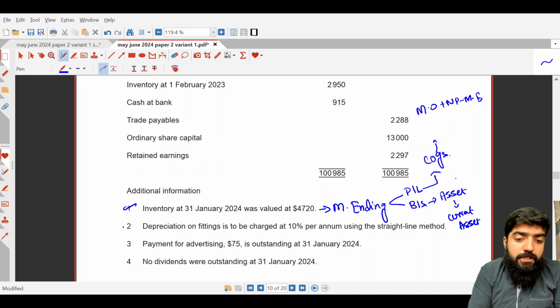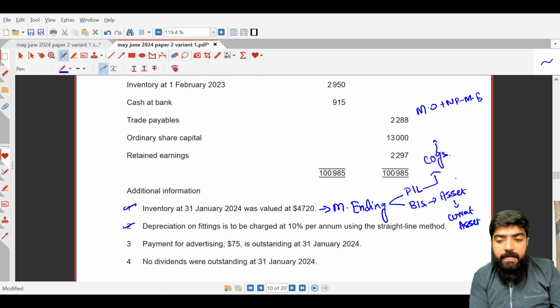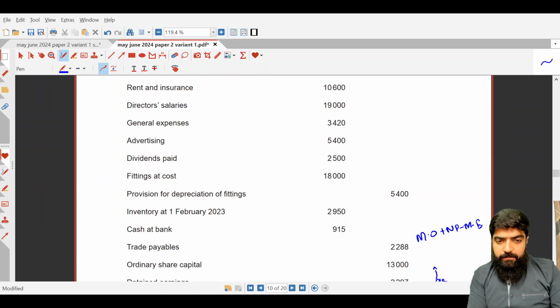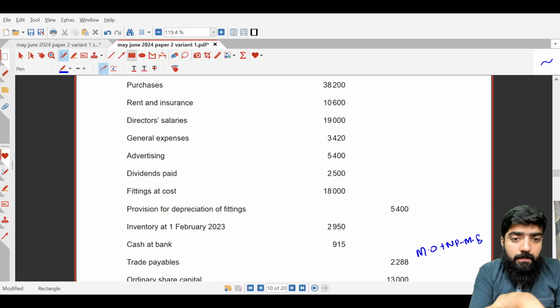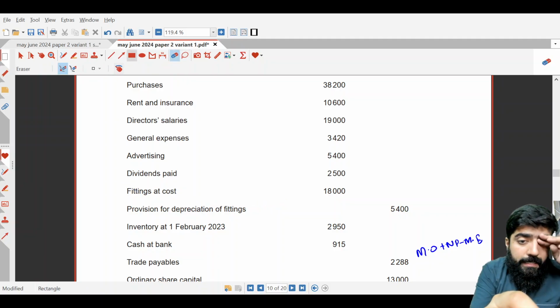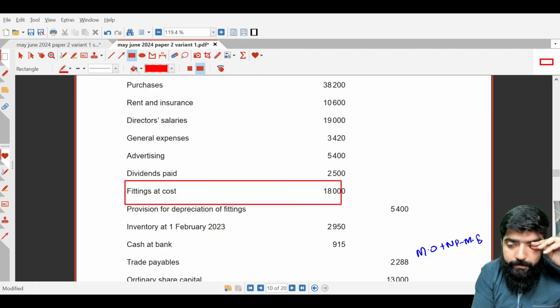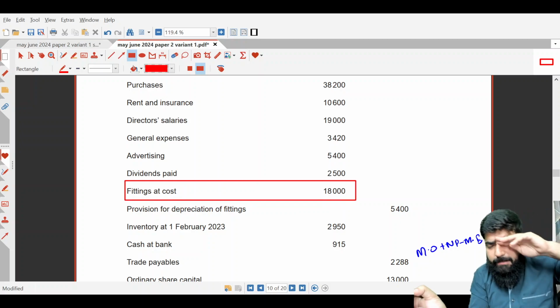Okay, the second adjustment that we have is quite simple: we need to calculate the depreciation on fittings at 10% using the straight line method. We have the value of fittings, how much? That is 18,000. So we just need to calculate the depreciation of 18,000 times 10%.